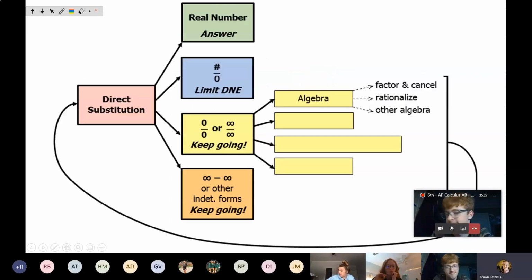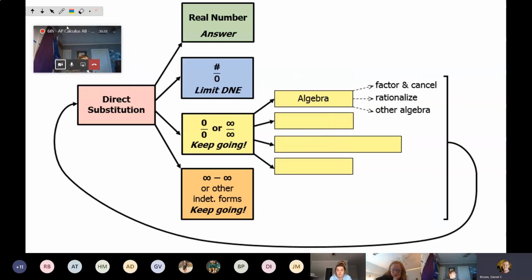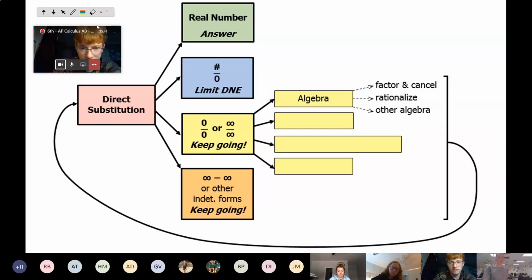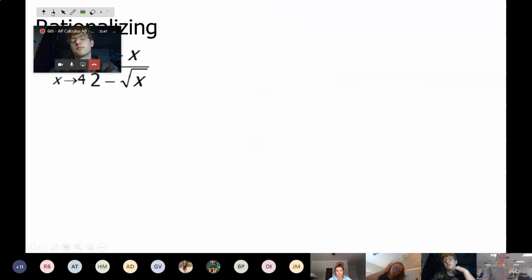All right, so there's my flow chart. We know that once we try something, we always want to go back and try direct substitution. So that was an example of factor and cancel. Let's look at another example. So sometimes we factor and cancel, sometimes we want to rationalize. So let's look at a rationalizing example.